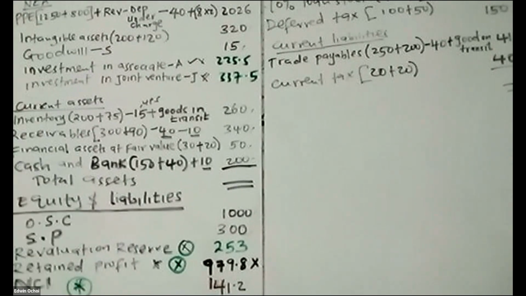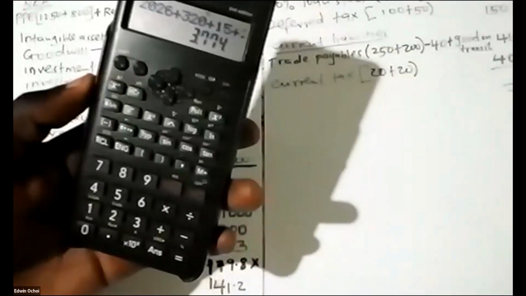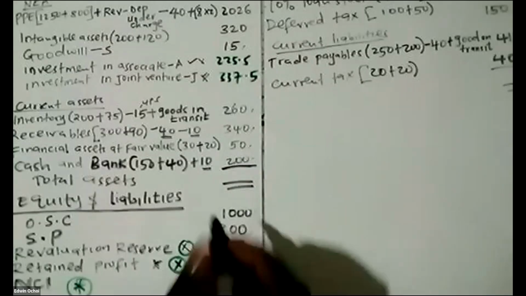Assets. If you add the assets: 2026 plus 320 plus 15 plus 225.5 plus 337.5 plus 260 plus 340 plus 50 plus 200. What are you getting, guys? 37.74.